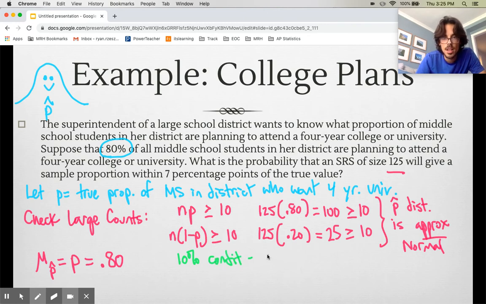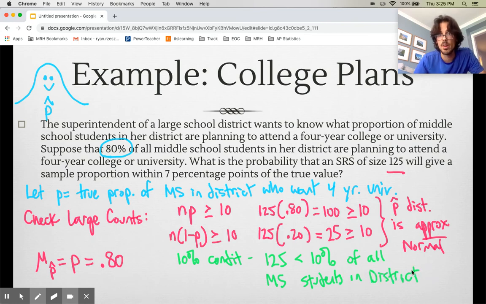It's going to say 125 is less than 10% of all middle school students in the district. Now, in our district, that is totally not true. That's not even close to 10%. That's way more because we're a smaller school. But this is assumed to be like a giant school district here. So this is a reasonable assumption in real big school districts. Okay, so you acknowledge that the sample is less than 10% of the population. And what that'll do for us is it allows us to calculate our standard deviation.